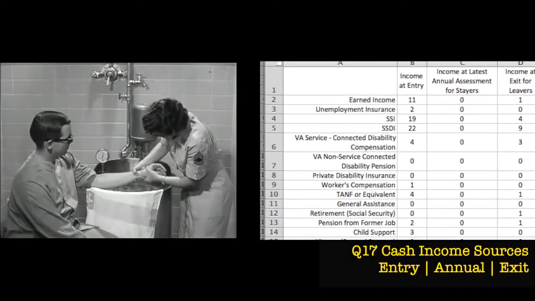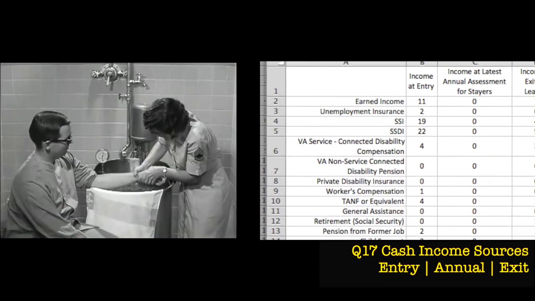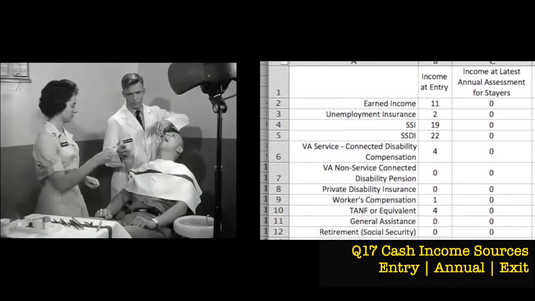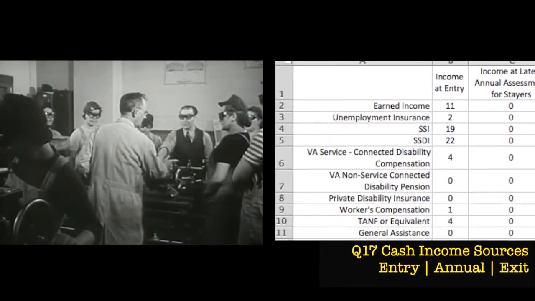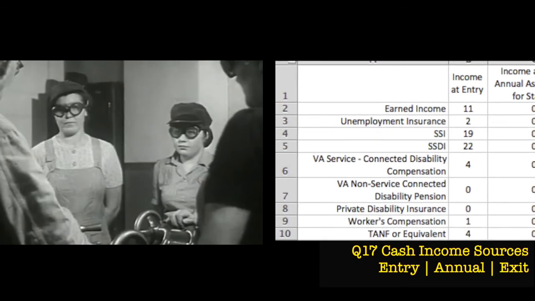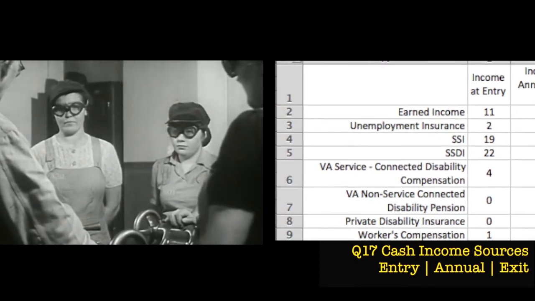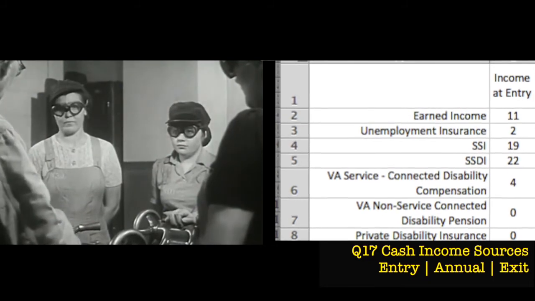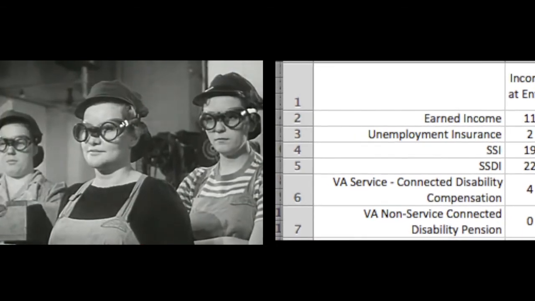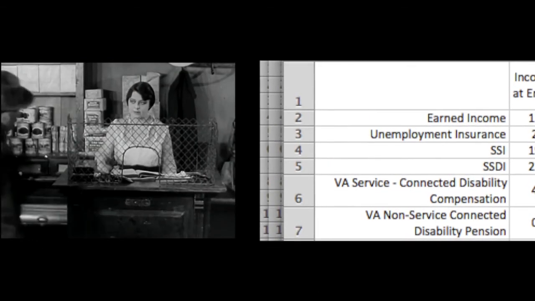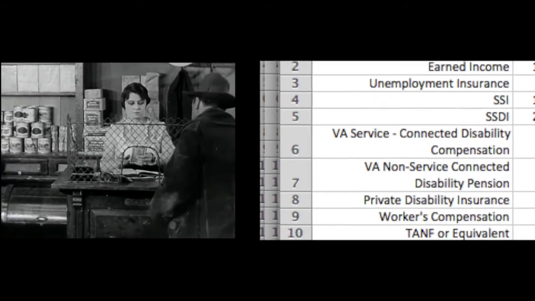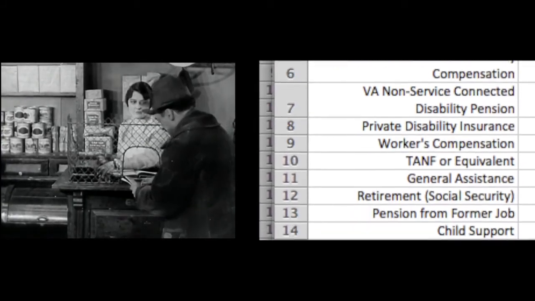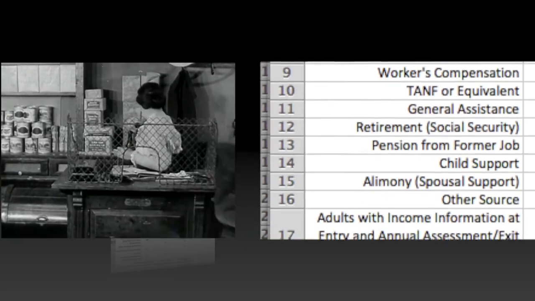The next income-related question is question 17, cash income sources. This shows any cash income sources that the client received at entry, at annual assessment, and at exit for those who left the project during the reporting period. This categorizes all the different cash income by source, so you know whether a client has employment, if they get SSI, SSDI, or some other form of cash assistance.